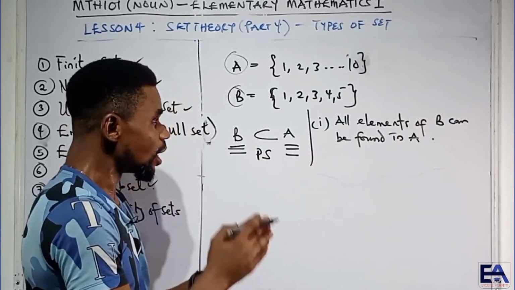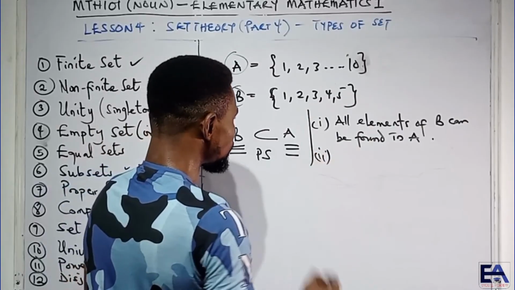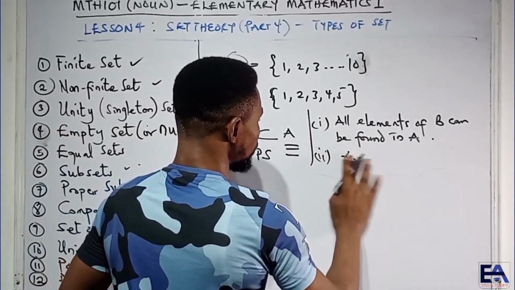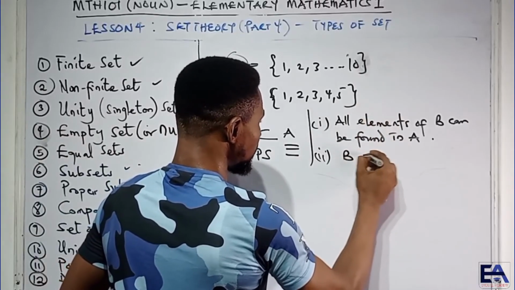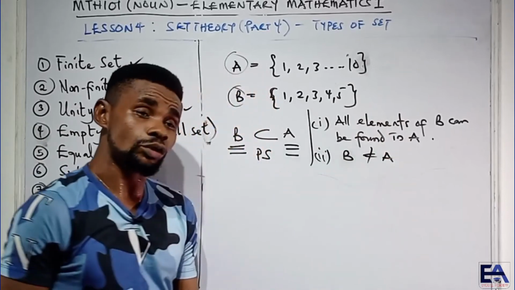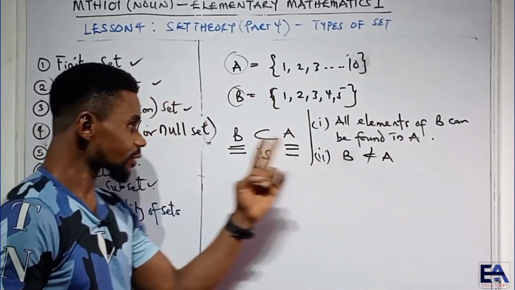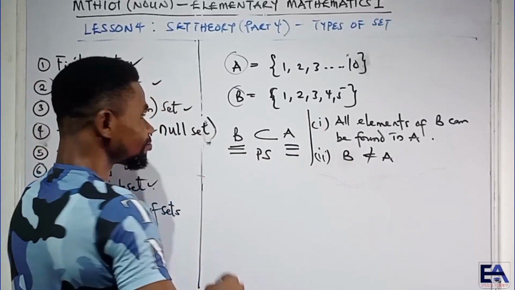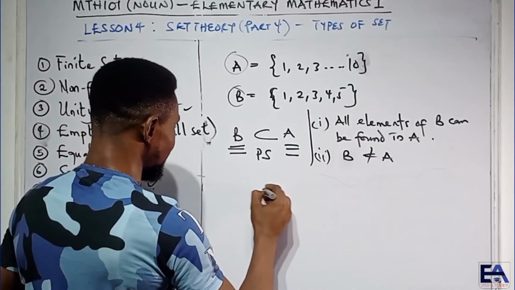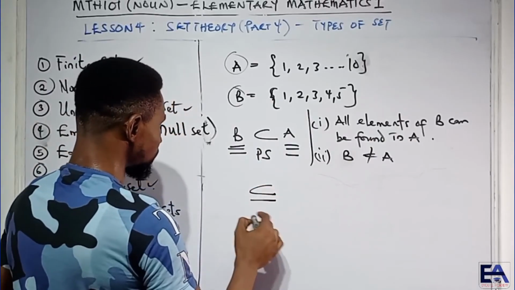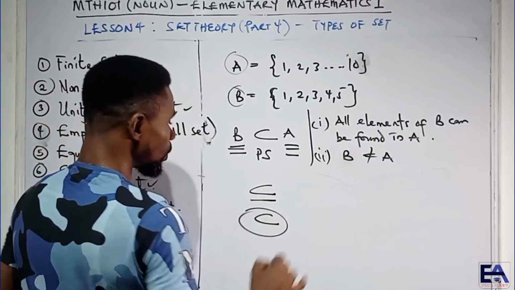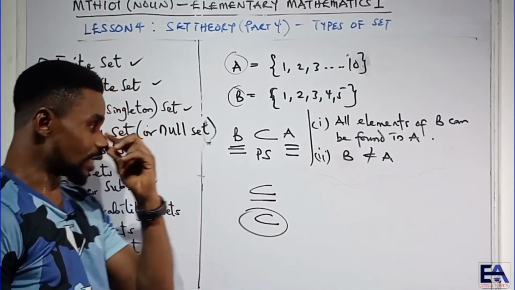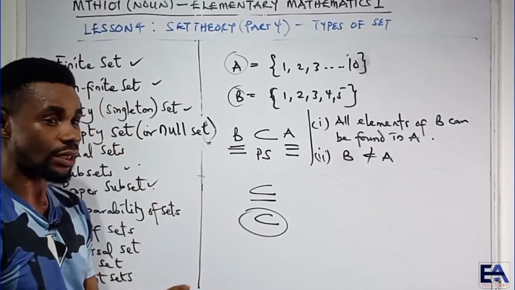Condition number two is that for B to be a proper subset of A, B is not equal to A. So if these two conditions are met, then B is a proper subset of A. So a general subset is represented by this, and a proper subset is represented by this. Not the other way around, the way I mentioned it in lesson 2, which was an error. Please pardon me for that.